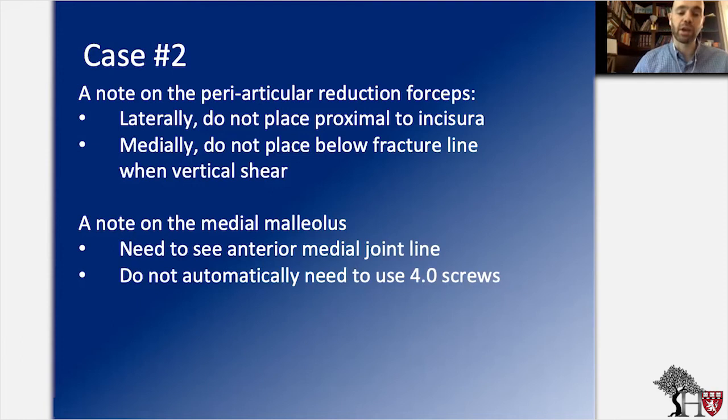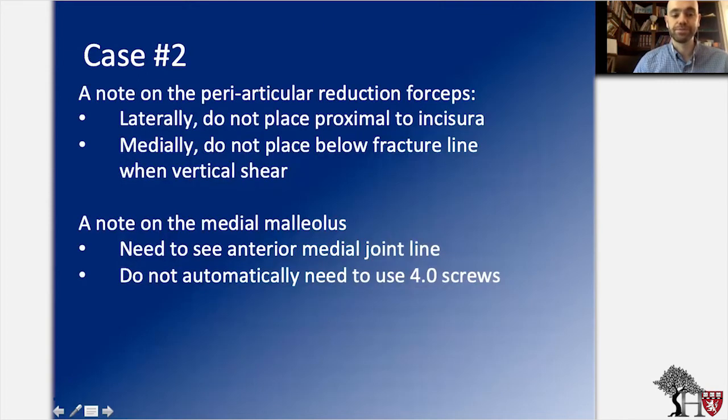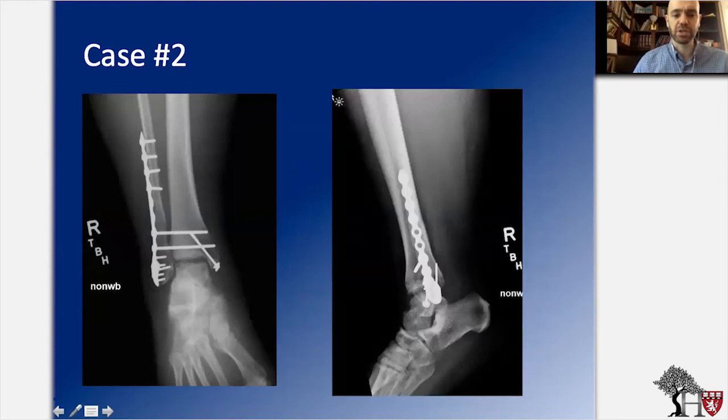I always look at what I call the shoulder. And you don't automatically have to use 4.0 screws. In this patient's case before, her fracture fragment was so small that we used solid 2.7 millimeter screws, as well as washers. I have a very low threshold for washers. And this is how she was at follow-up.